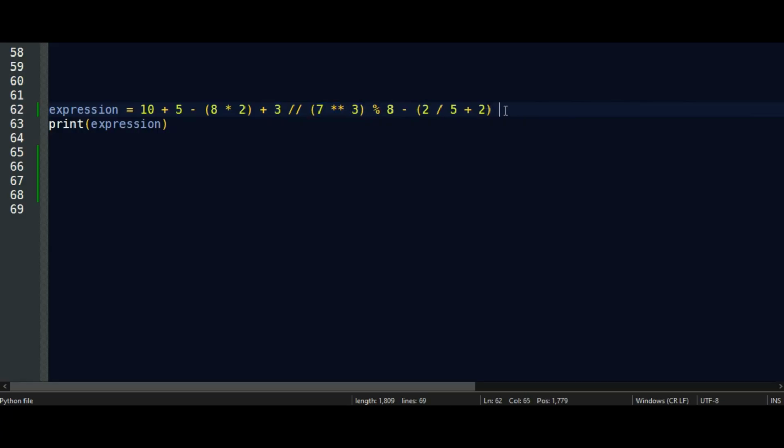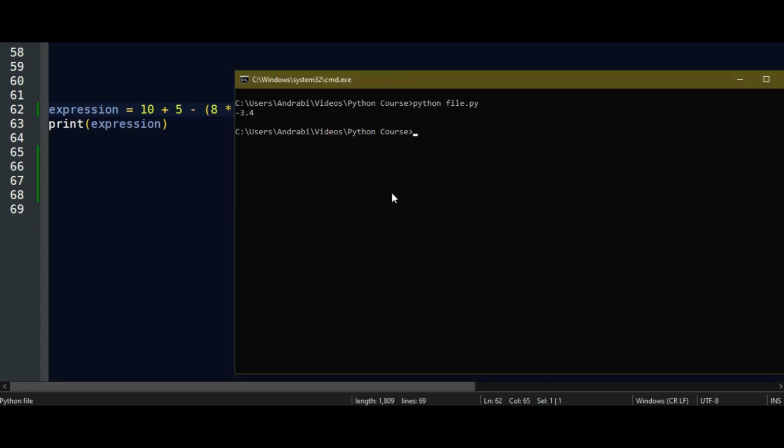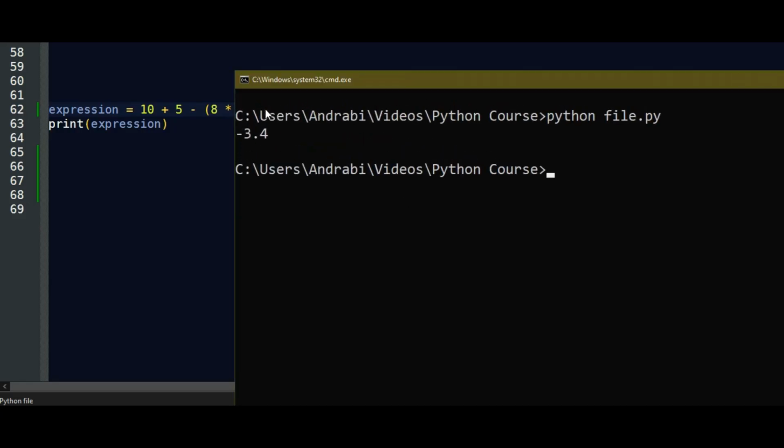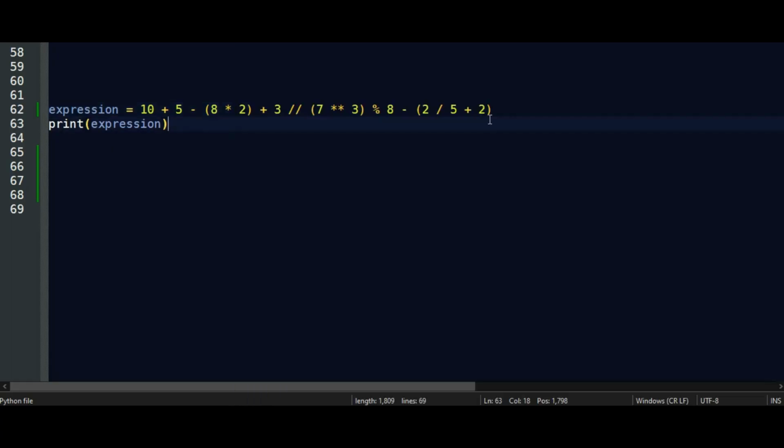This is a confusion that arises without the operator precedence. Now let's first run the program and see the result. The answer of this expression is minus 3.4. Okay, let's try to decode how it gives us minus 3.4.